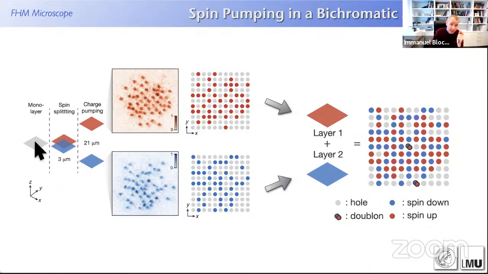There's one physical system. Okay, we do the splitting. So now we have two planes, one occupied by the spin ups and one occupied by the spin downs.